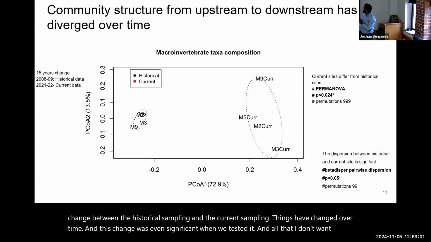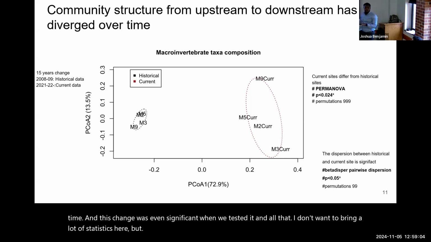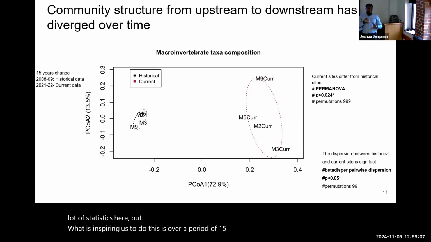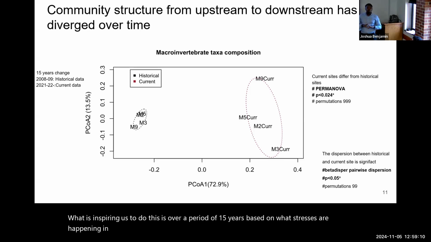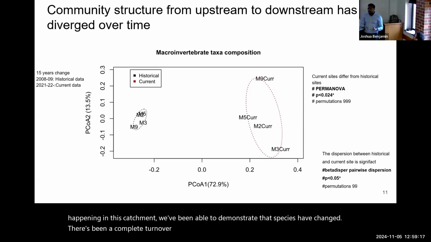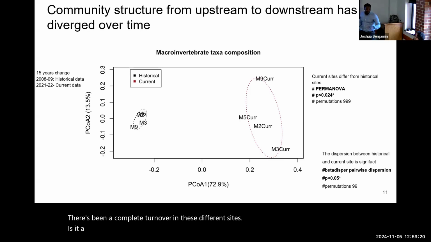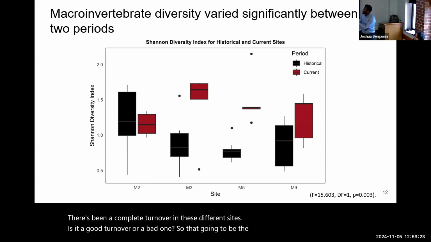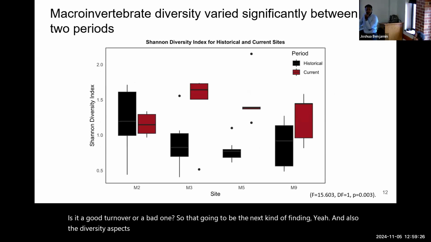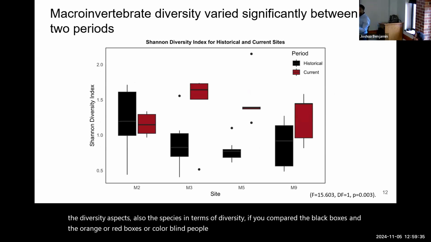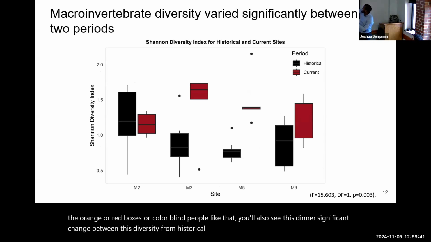I don't want to bring a lot of statistics here, but what is inspiring us to do this is that over a period of 15 years, based on what stressors are happening in this catchment, we've been able to demonstrate that species have changed. There's been a complete turnover in these different sites. Is it a good turnover or a bad one? That's going to be the next finding. And also the diversity aspect: if you compare the black boxes and the orange or red boxes, for colorblind people like us, you'll also see there's been a significant change in diversity from historical to now. That was really significant as well in the same sites.